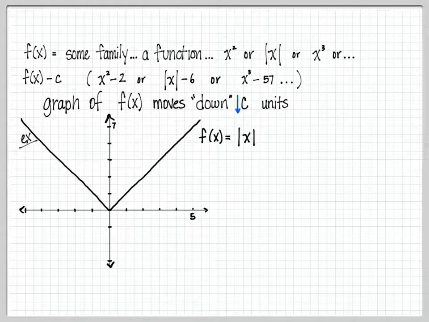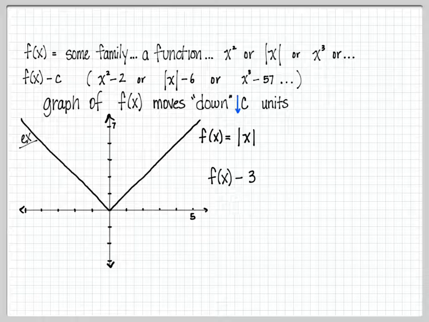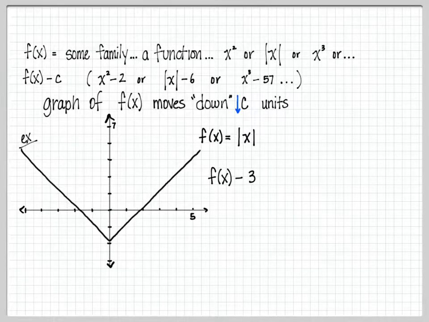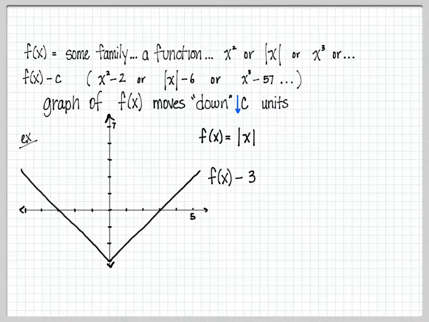So once again, we have our absolute value function. And this time, let's do f of x minus 3. So we're going to grab the function and we're going to move it down 1, 2, 3 units. And that is where the function now lives. It goes down 3 units. So we've moved the family down 3 units.